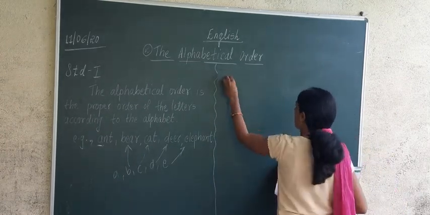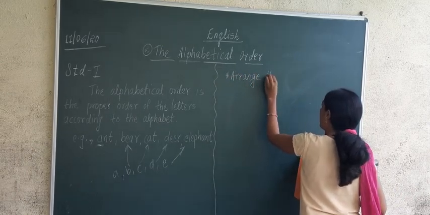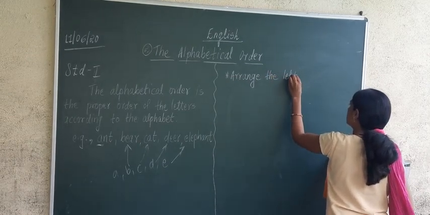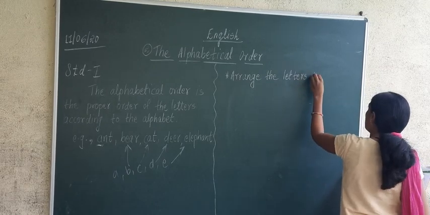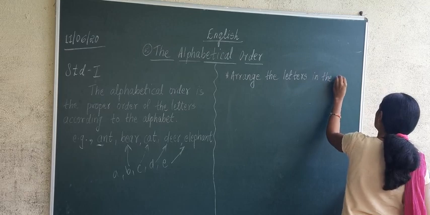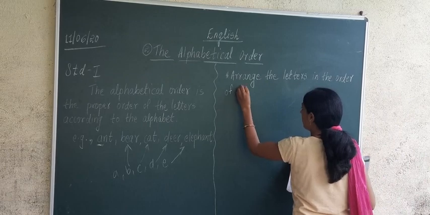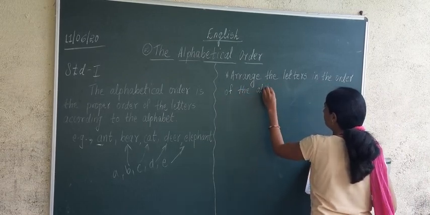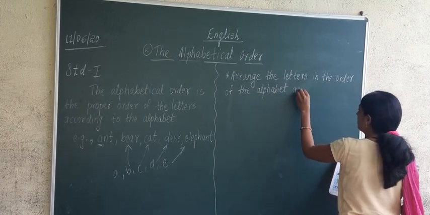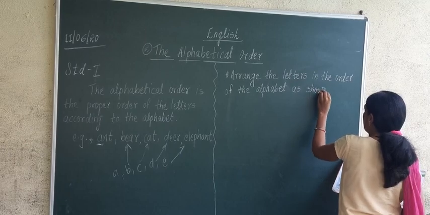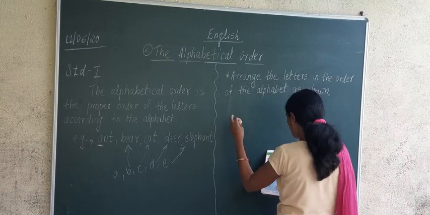Arrange the letters in the order of the alphabet as shown. Now here 6 examples are given. Those 6 examples we are going to study. Now the first one is done for you.